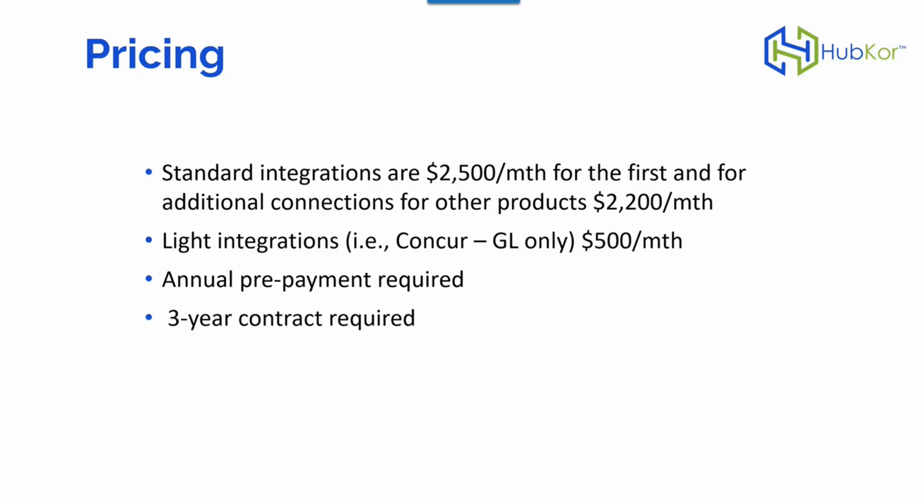But light integrations, and the one we used as an example for today is the Concur integration to the general ledger. It's an incredibly simple integration. So things that are very light and the investment is minimal, some of those go down as low as $500 a month subscription. So what I'm saying there is, basically it depends.